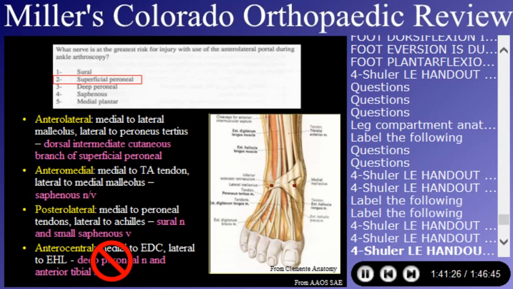To go over it, I saw the ankle lecture. Let's go over the different portals real quick. Anterolateral, medial to the lateral malleolus, lateral to the peroneus tertius. You hit that nerve, the dorsal intermediate cutaneous branch of the superficial peroneal nerve.